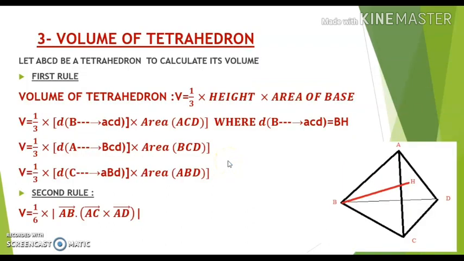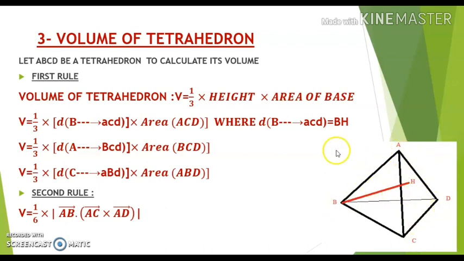Now let's talk about how we can calculate the volume of a tetrahedron. If we have 4 points A, B, C, D such that the mixed product of the three vectors AB, AC, and AD is not equal to 0, then A, B, C, D form a tetrahedron. And we know that the volume of this tetrahedron equals 1 over 3 times the height times the area of the base. For example, if we have a height from B to the plane ACD, then the volume of this tetrahedron is equal to 1 over 3 times the distance from B to the plane ACD, it's BH, times the area of ACD.